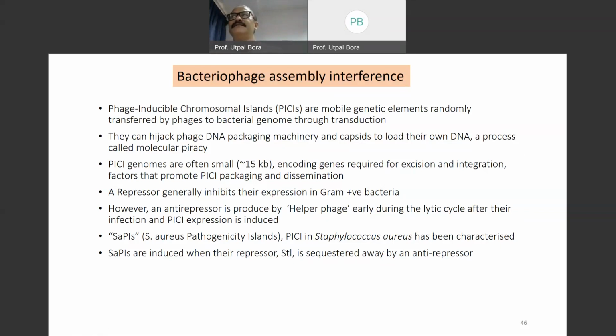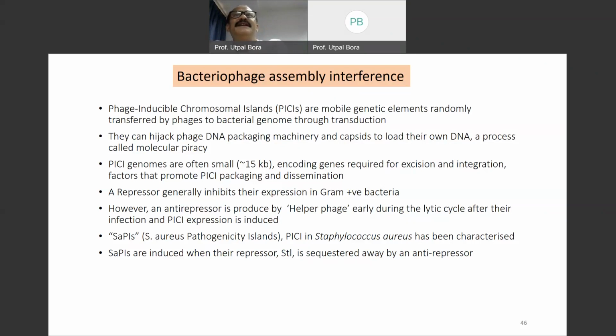The replication of the nucleic acid may be there, the synthesis of the protein capsid structures may be there, but you do not allow them to come together, to somehow stop the assembly. So phage inducible chromosomal islands are mobile genetic elements randomly transferred by phages to bacterial genomes through transduction. They can hijack phage DNA packaging machinery and capsids to load their own DNA, a process called molecular piracy.